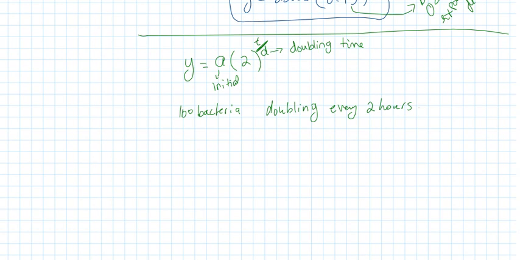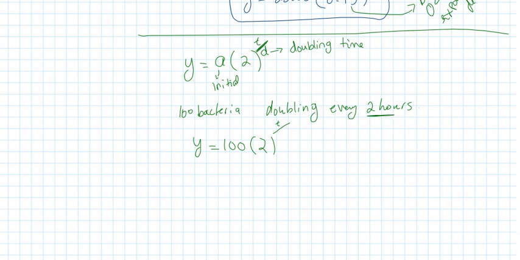Okay? What's my A value? 100. And then my base is not going to change. It's going to be 2 because it's double. Right? T is going to be T. It's going to be your unknown. That's an exponential function. Your exponent has to be unknown. And then what am I going to divide it with? 2, because that's your 2 hours. This is your doubling time.